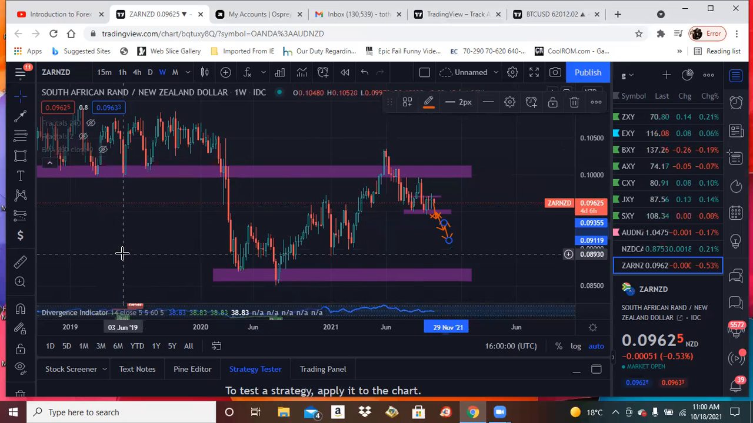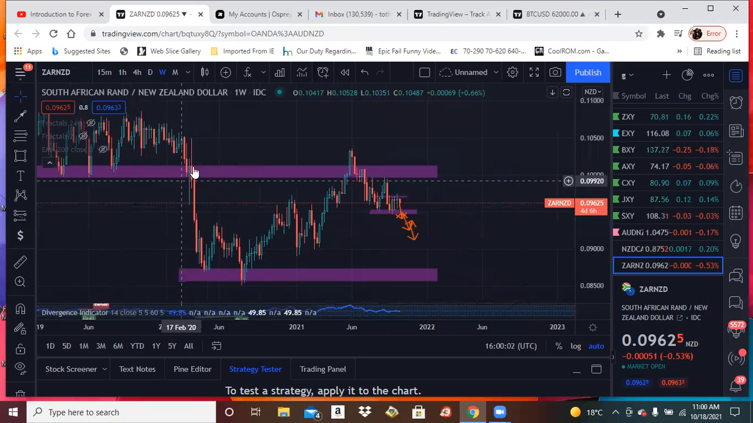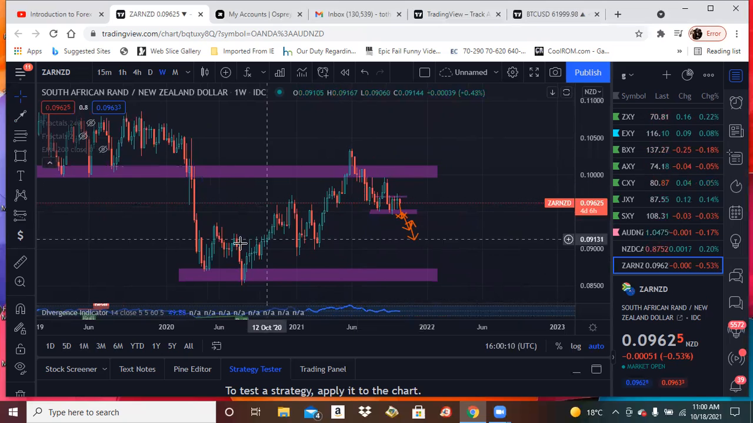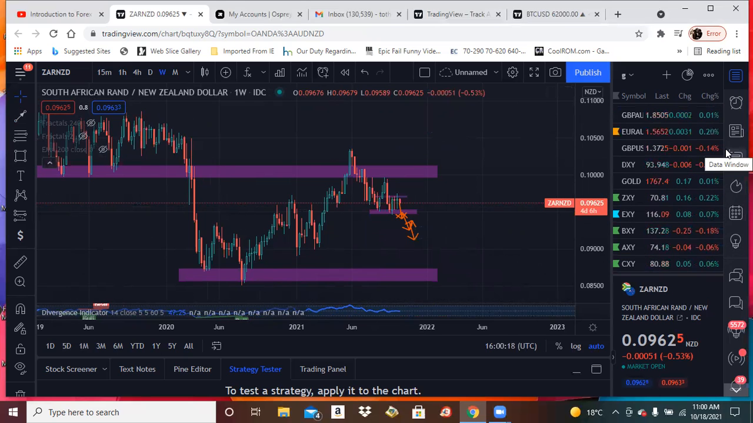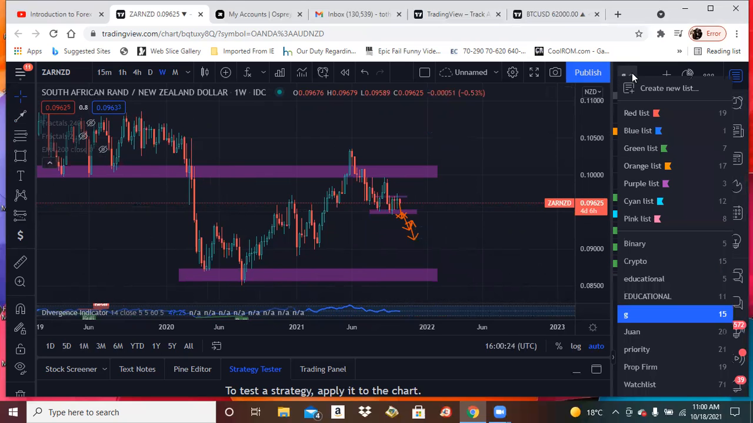That's what I'm saying. The same M15, same hour, same H4. You can see them on the weekly. You can see the same structure, the same divergences, the same everything. So this is just South African rand, New Zealand dollars. Let's go to another one. I know I did that fast, but the more you see this, the easier it's going to become to understand what you're looking at.